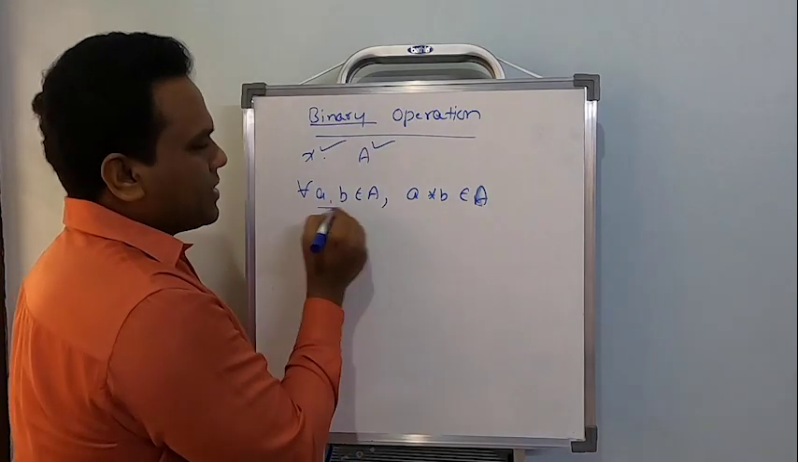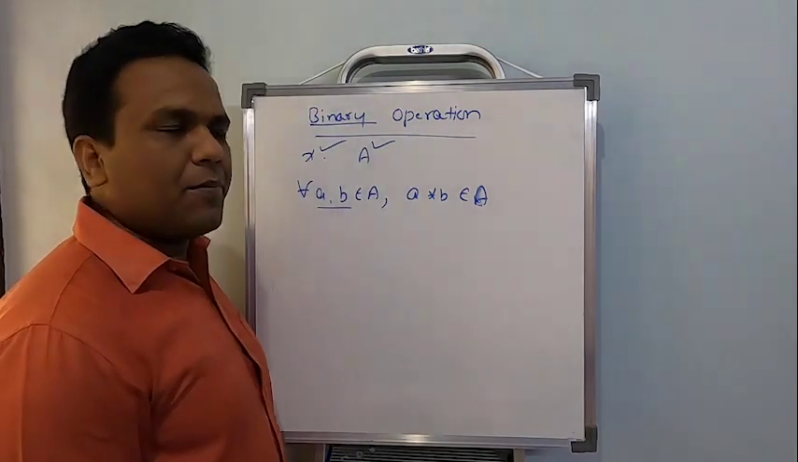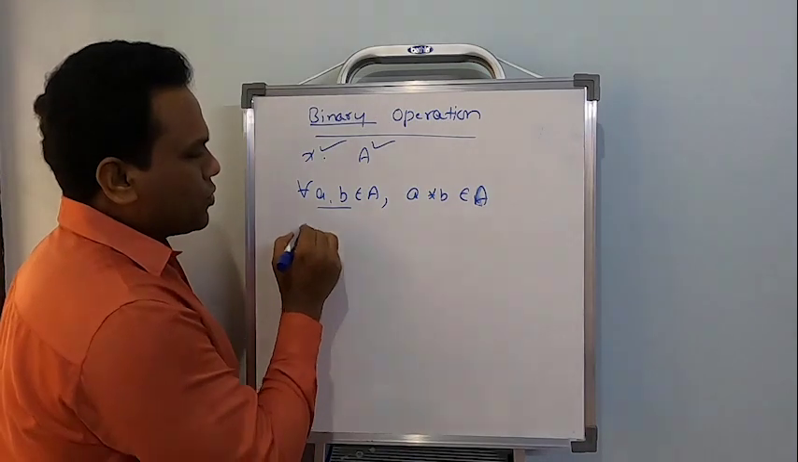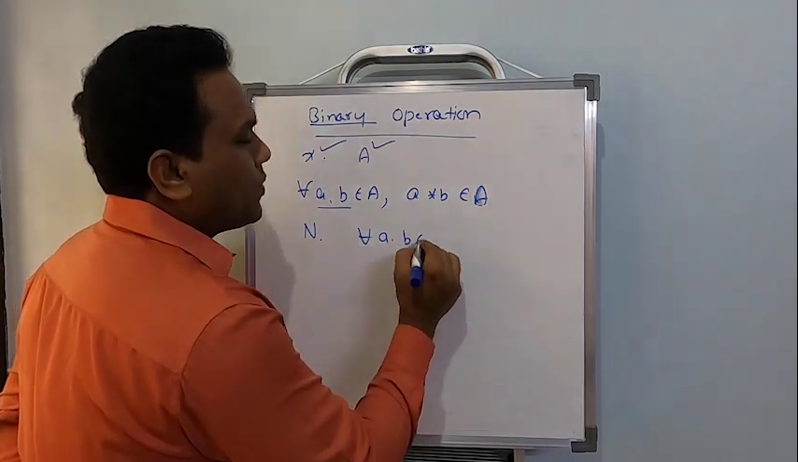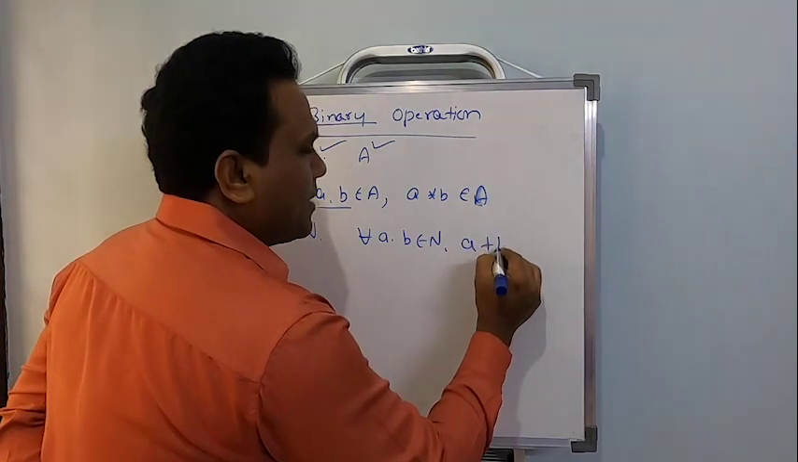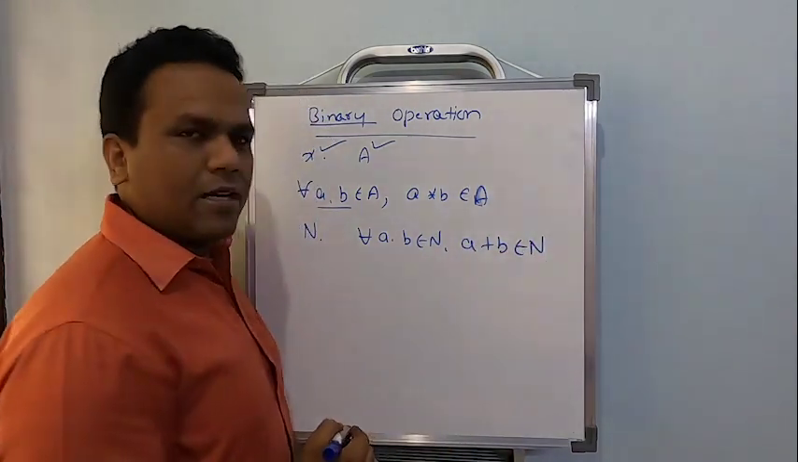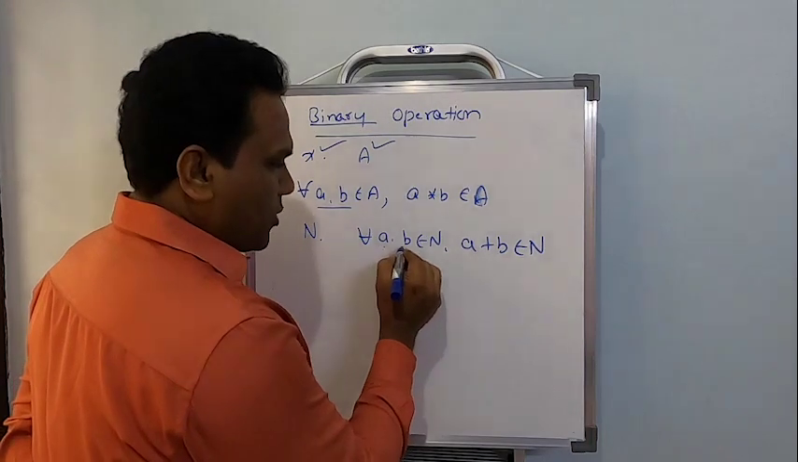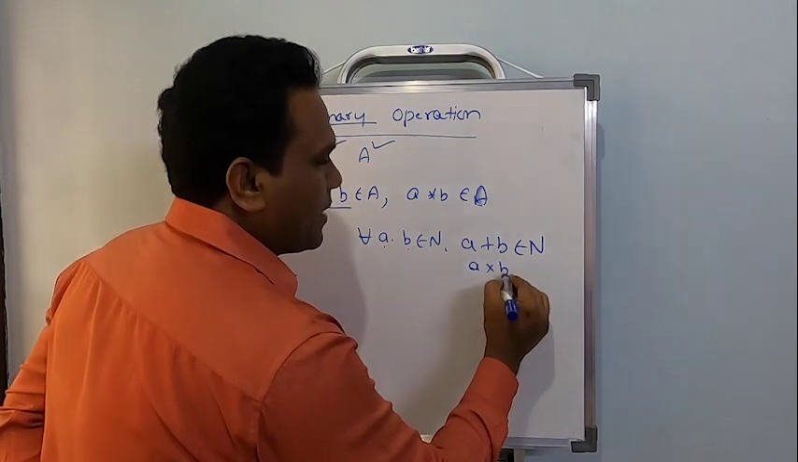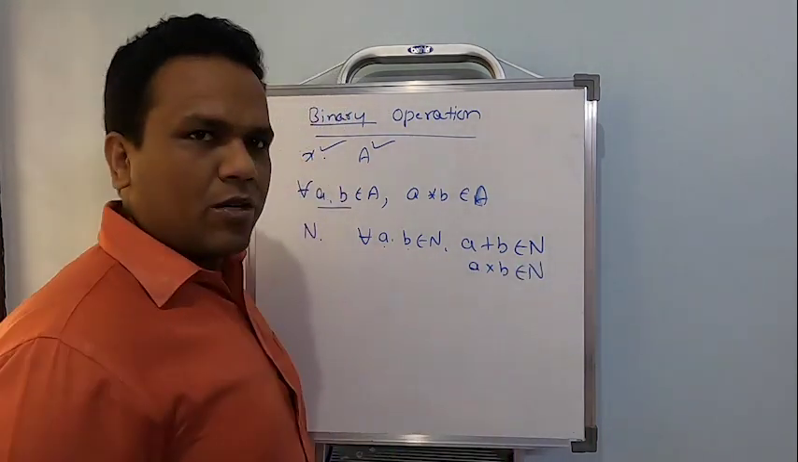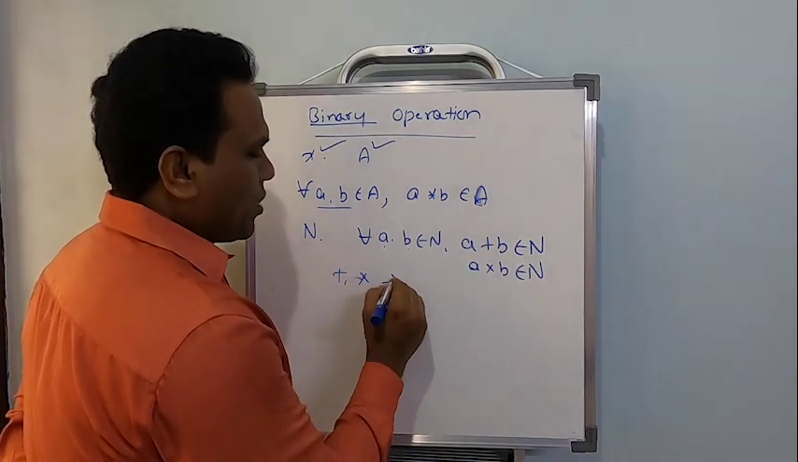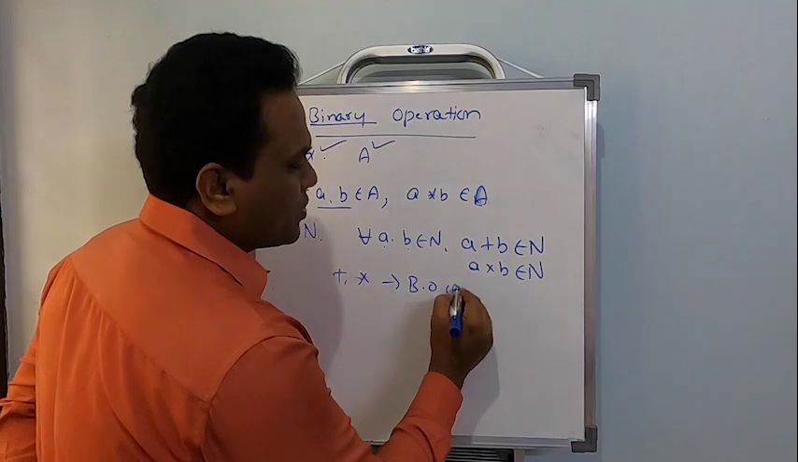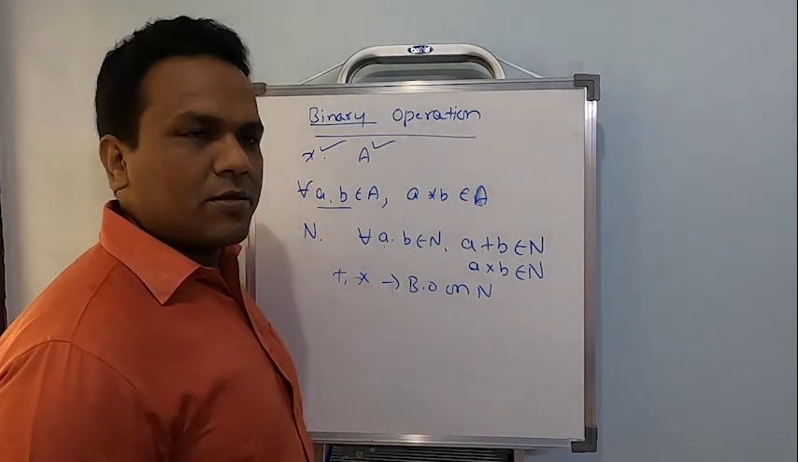Binary, the name itself suggests two elements. Clear? I have given you an example also on natural numbers. Whenever you take any two natural numbers and add them, the resultant is still going to be a natural number. And whenever you take two natural numbers and multiply, the resultant is still a natural number. So addition and multiplication are called binary operations on the set of all naturals.